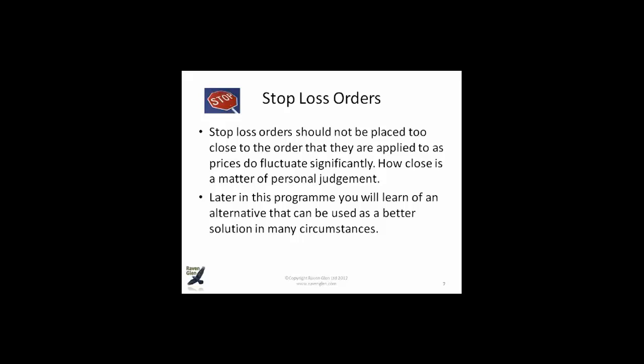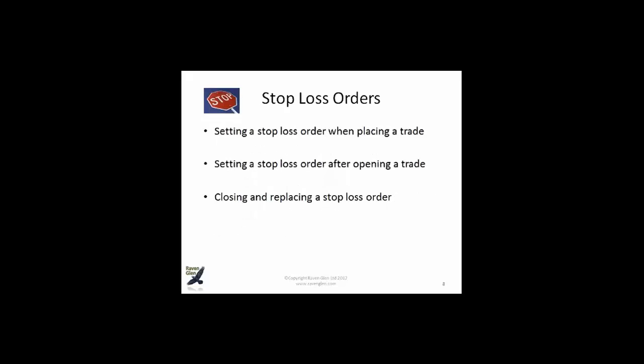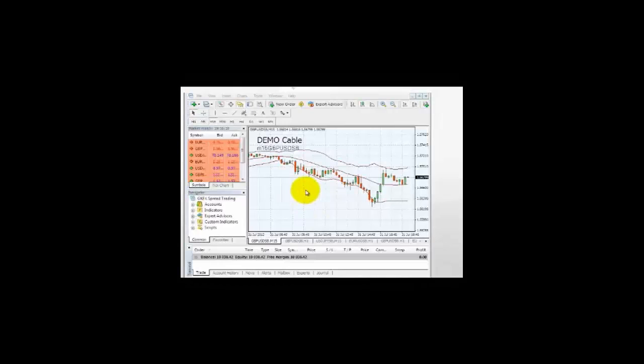Additionally, we will tell you about the alternative method that we use at Raven Glen that can be used as an alternative for a stop loss order in certain circumstances. So let's have a look now at how we can actually set the stop loss orders when we open a trade, how we can set a stop loss order applicable to a trade that's already open, and how we can amend stop loss orders at a later time. So let's first look at how we place a stop loss when we first open an order.